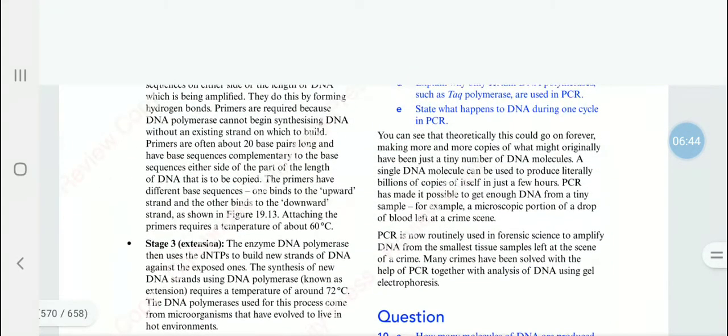This can go on forever because you can make more and more copies from the original tiny little amount of DNA molecules that you had. So a single DNA molecule can be used to produce any amount of copies in a few hours. So this PCR technology has made it possible for us to get enough DNA from a tiny sample. That is how even a single drop of blood left at a crime scene would be enough for us to identify, because we can copy this into large amounts, and then we can carry out whatever the test that needs to be done.